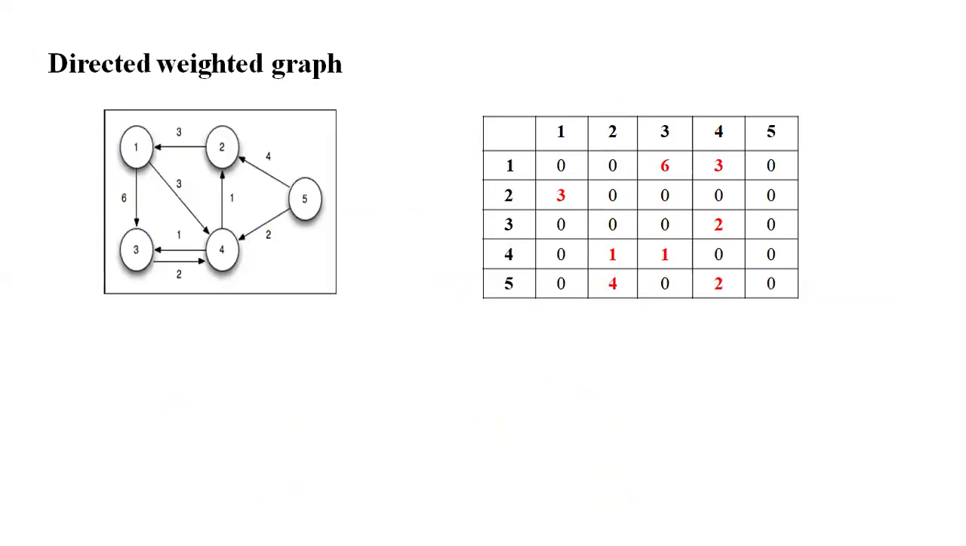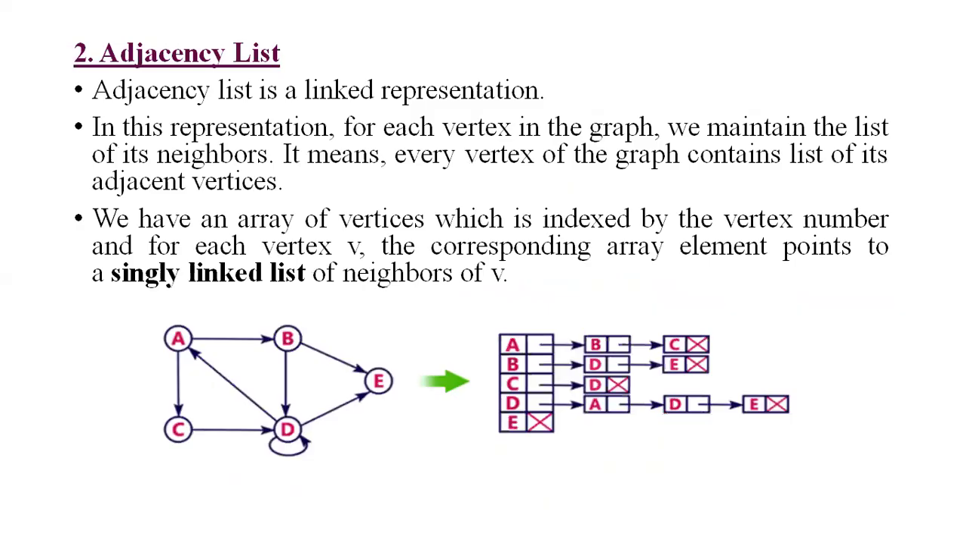Then directed weighted graph. So here direction will be there. We take 1 to 3 as the connection, the weight is 3. Then 1 to 4, 3 is the weight. The other entries are 0. In this way we have to draw the table.